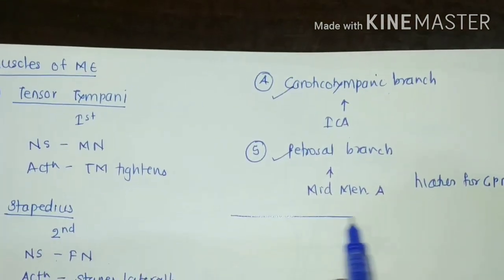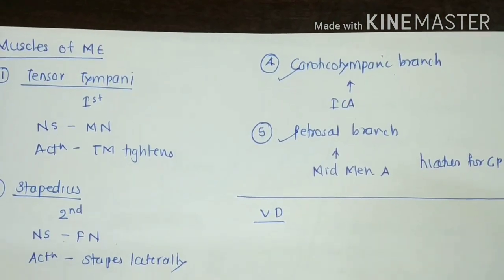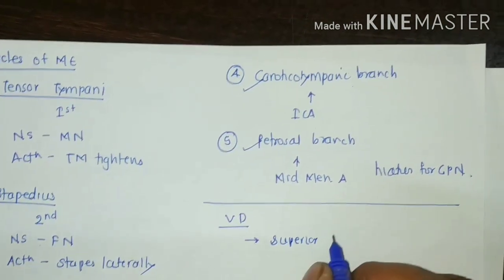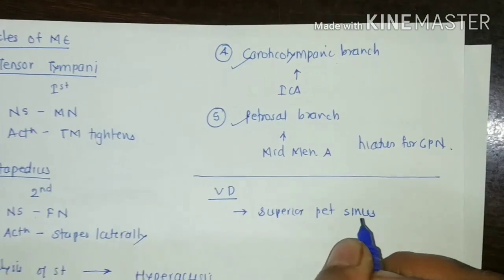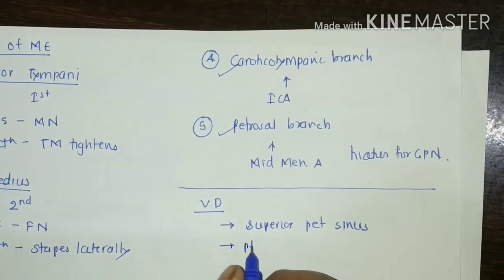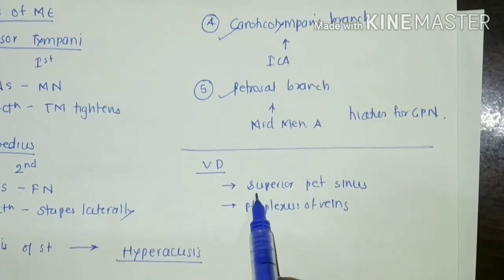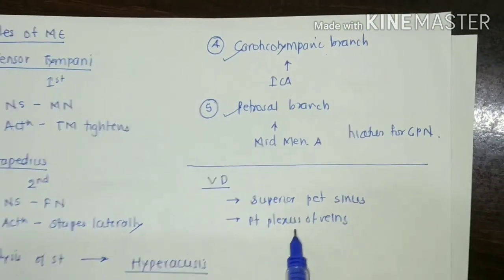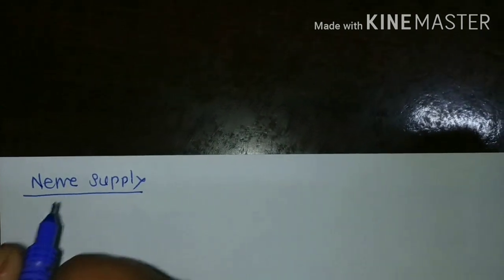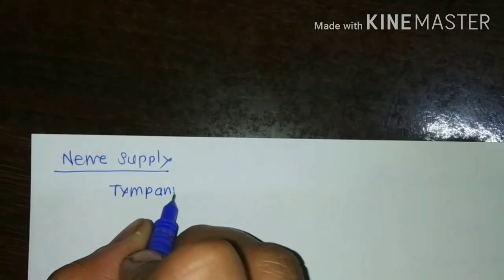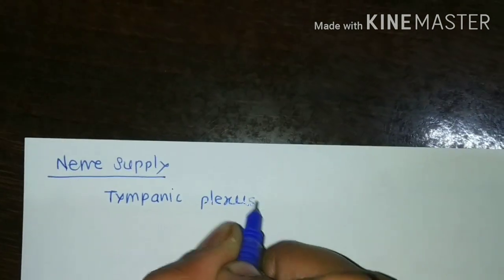Now coming to the venous drainage. The veins from the middle ear, they drain into superior petrosal sinus and they also drain into the pterygoid plexus of veins. Clear? So they drain into superior petrosal sinus and pterygoid plexus of veins. Now coming to the nerve supply of middle ear. The middle ear, it is supplied by tympanic plexus over the promontory. We have seen the formation of tympanic plexus over the promontory.